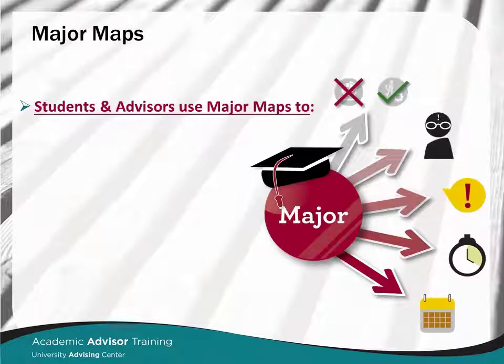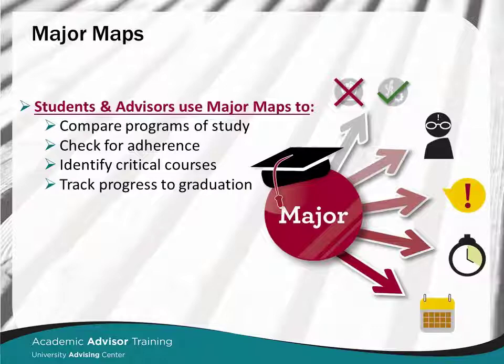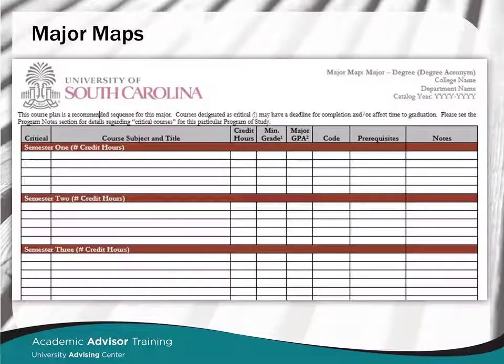Students and academic advisors can use major maps to compare different programs of study, check for adherence to the program of study, identify critical courses for progression toward graduation, track progress toward graduation, and plan for discussion of future semester courses with an advisor. We will now review the major map template.